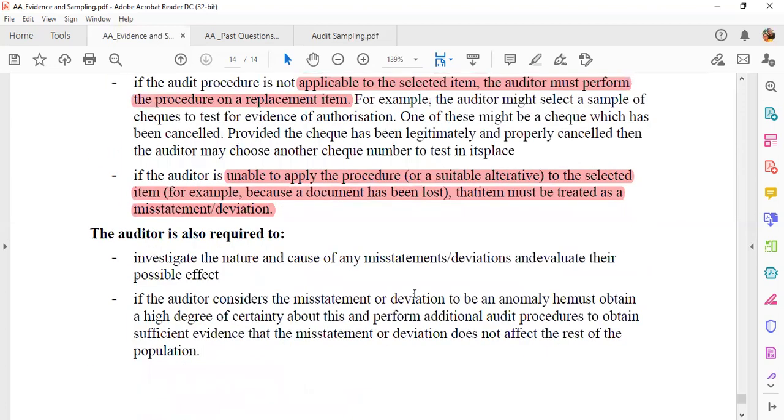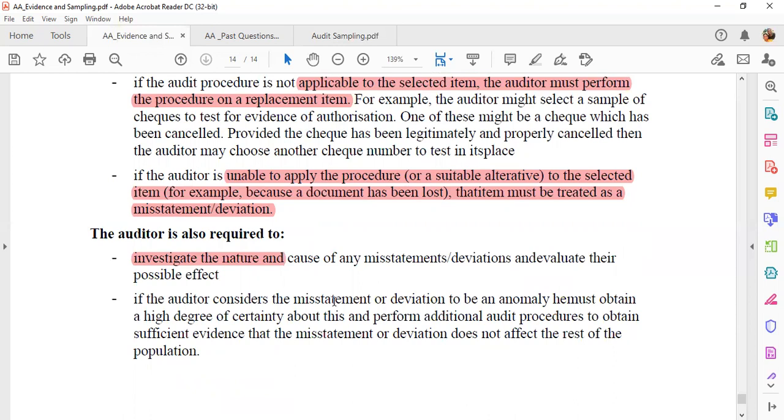The auditor is also required to investigate the nature and the causes of any misstatement. What caused it? You don't just assume. Even though you set the level already, that you expected a 10 mistake to occur, if you have expected that during your sampling process, you also need to investigate what caused that. Is it as a result of bad internal control or something like that?